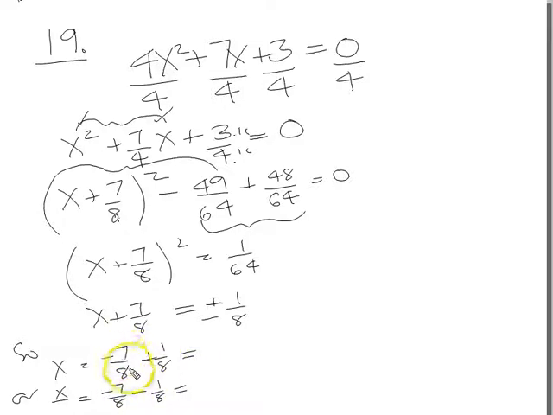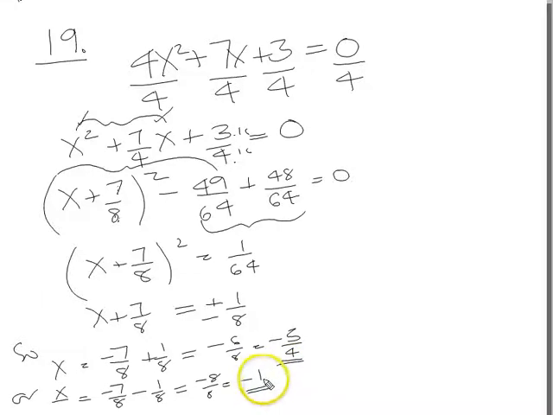So this one, minus 7 over 8 plus 1 is minus 6 over 8, which is minus 3 over 4. And the next one, minus 7 over 8 minus 1 over 8 is minus 8 over 8, which equals minus 1. Okay, it should be easy to check.